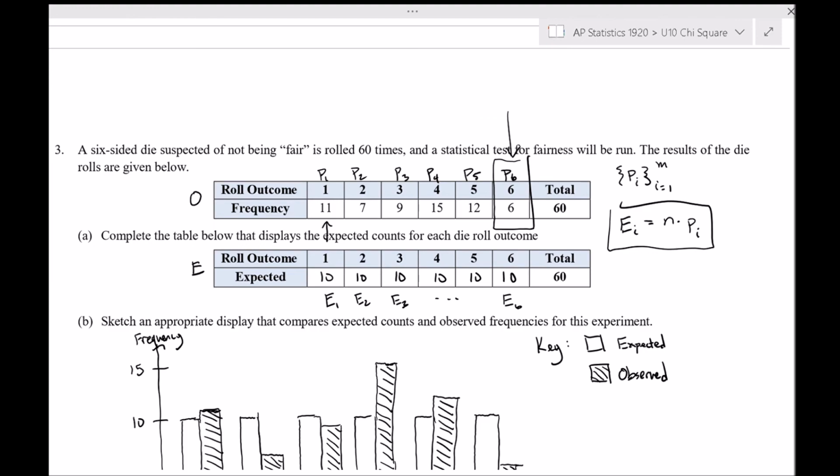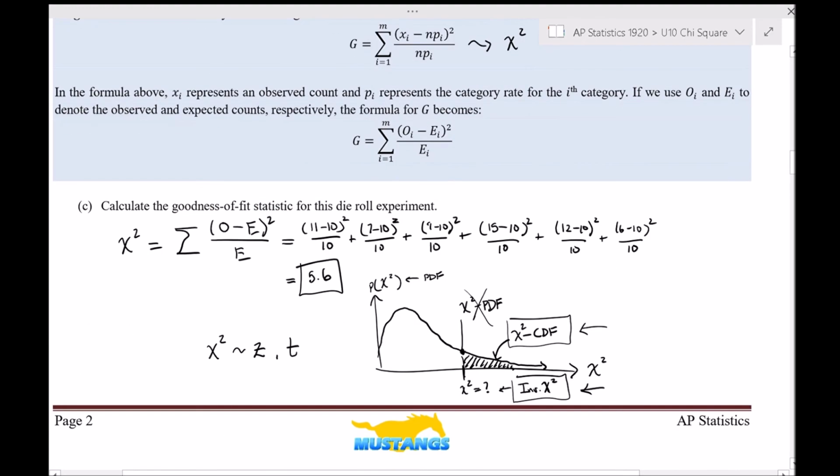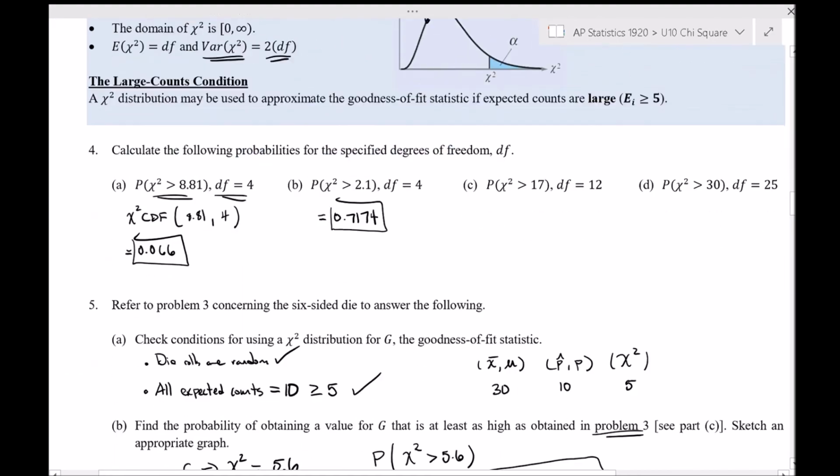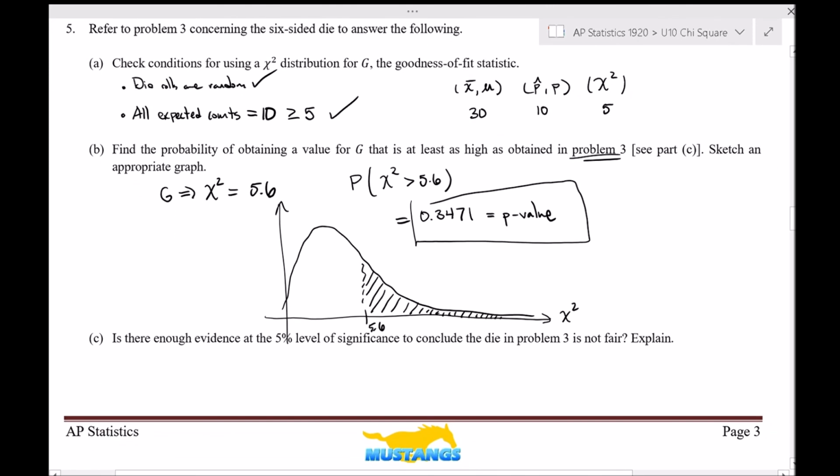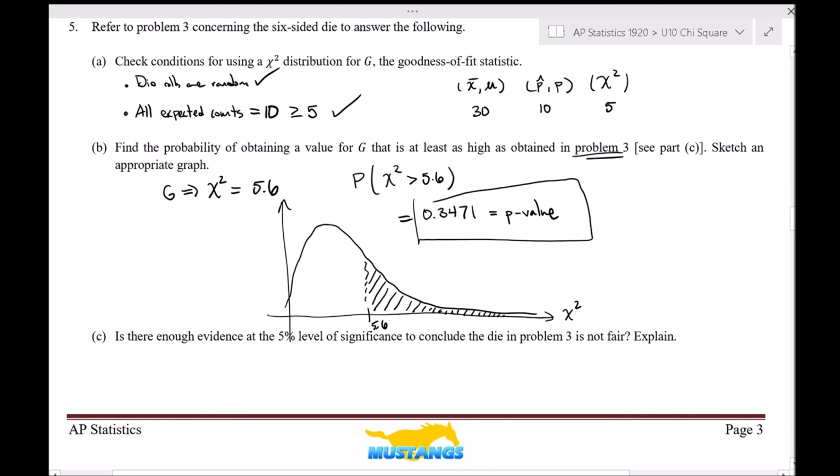How do I give an objective measurement, allowing me to decide whether 6 versus 10 is statistically significantly different? The p-value. The p-value says that a result like this has a 0.3471 probability of occurring, assuming this is still a fair die. That's a very high probability, so it's not unlikely for this type of result to occur. So we would fail to reject the null hypothesis of a fair die.